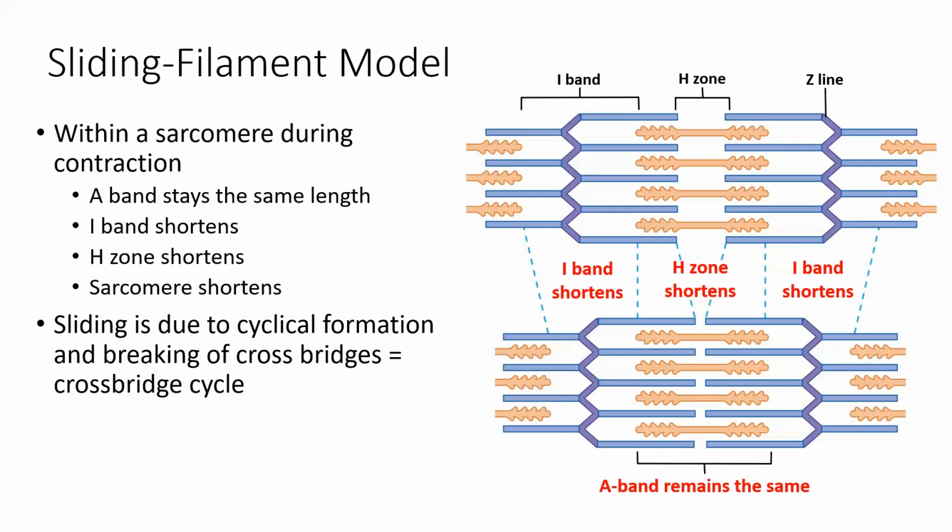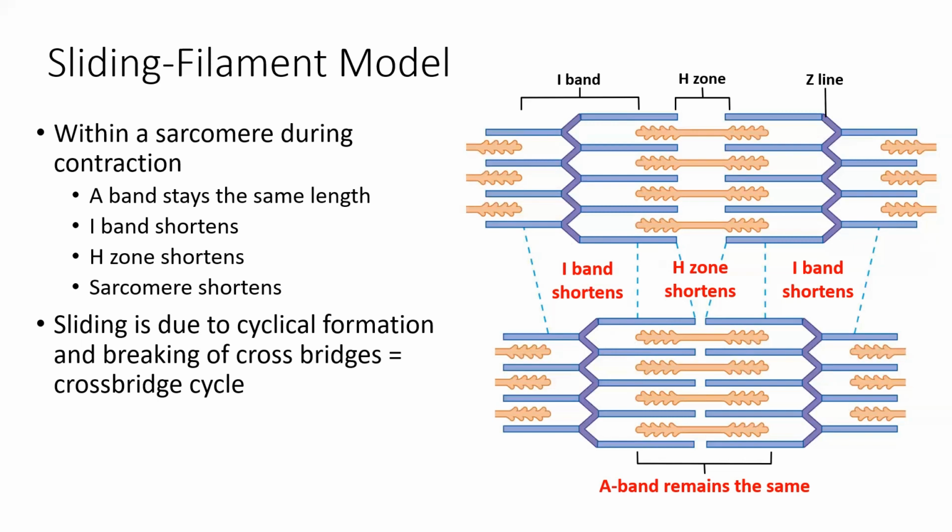Other things that do change are the I band, the H zone, and the entire sarcomere, right? So the I band shortens. As myosin moves this way, the area of only actin gets shorter and shorter and shorter as myosin kind of takes up more of that space. Same thing happens in the opposite direction because actin is moving that way. The area of only actin gets shorter and shorter and shorter. Okay, and we can see that here. So here is the I band in the relaxed sarcomere, and here is the I band in the shortened sarcomere. The I band gets significantly shorter as actin moves that way and myosin moves that way.